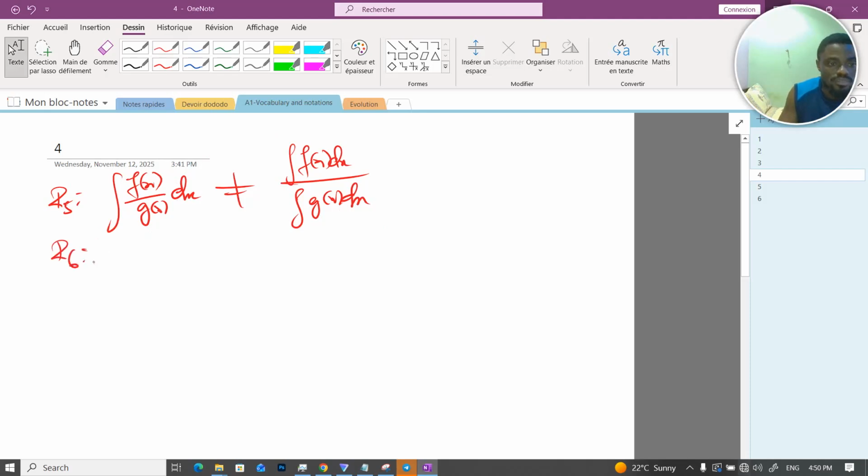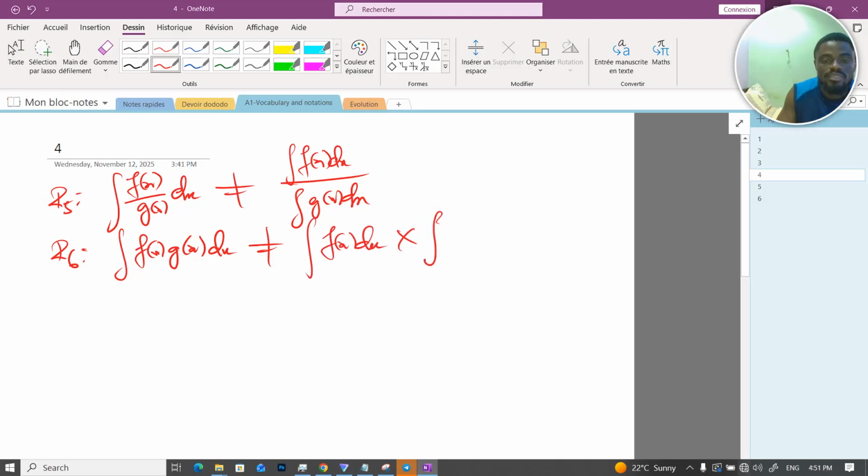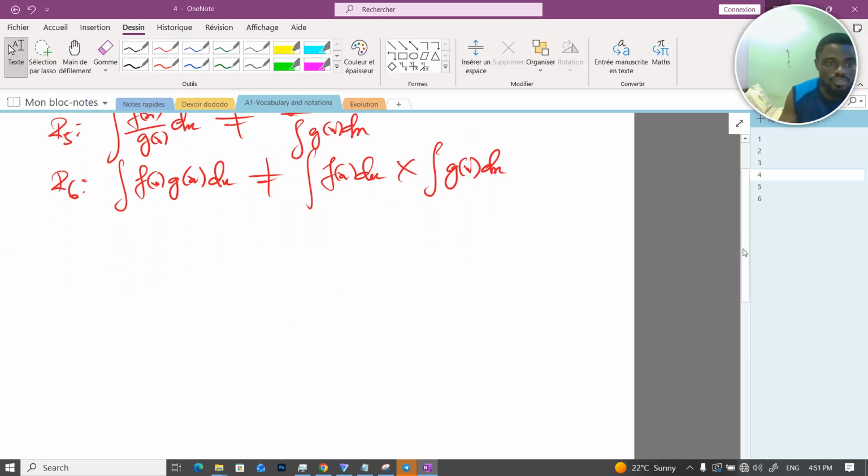Rule 6 states that the integral of f of x times g of x dx will never be equal to the integral of f of x dx times the integral of g of x dx. This is not the same thing. So be very careful. Don't make such errors.